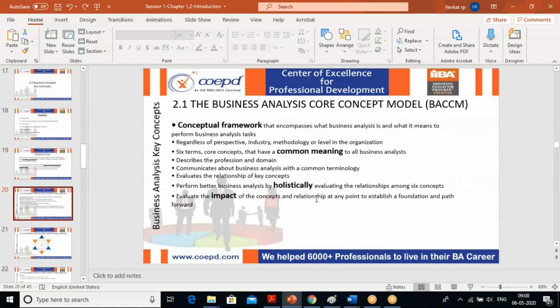BACCM is the Business Analysis Core Concept Model. What it says is that it is a conceptual framework of what we actually do as a business analyst. Whatever we do, it can be a task or your work, it should come under this framework. If you can bring it along this framework, then automatically your BA will have a clear-cut idea or picture, and it will definitely bring value to the organization.